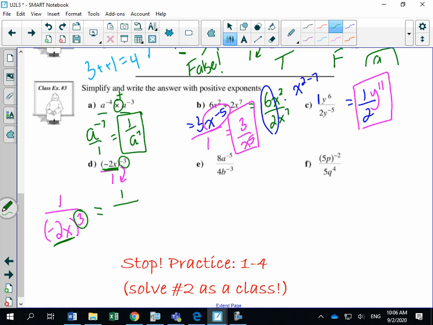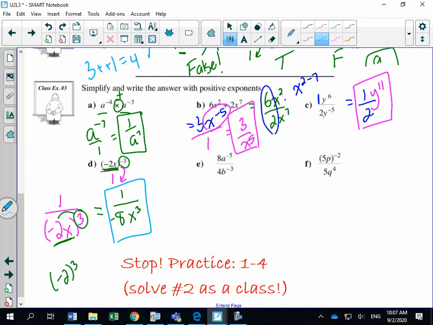Okay, so now that 3 applies to the -2, right? Make sure you type that in a bracket. -2 to the power of 3 is -8, x to the 3. And I'm done because the only thing I have to move is negative exponents, but my exponent is positive, right? So this is my final answer.